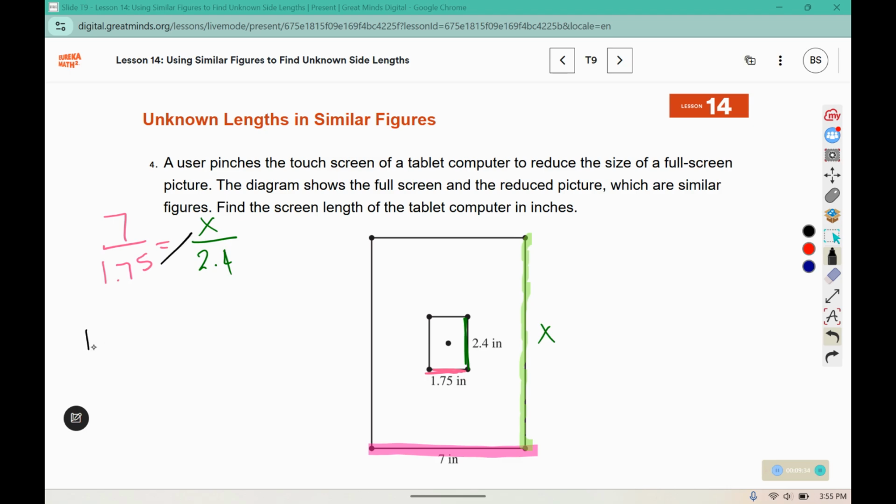Cross multiply, 1.75x. And 7 times 2.4 is 16.8. Divide both sides by 1.75. And x is 9.6. Don't forget the units on this one. If they provide them to you, make sure you include them in your answer.